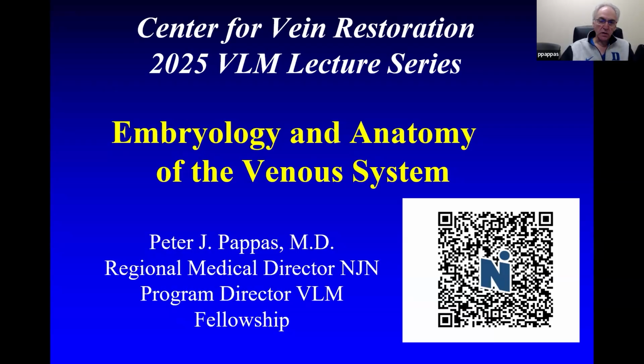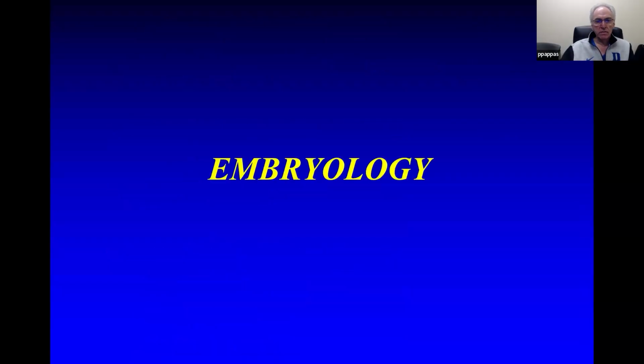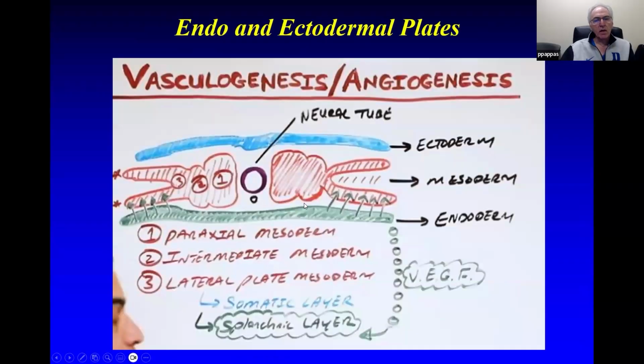And it's important to understand the underlying embryology because you're going to see some of the anomalies that come of it. So let's get started. So today we're going to start with the embryology. We're going to go over abdominal and pelvic anatomy, upper extremity veins, and lower extremity veins as well. So let's start with the embryology.